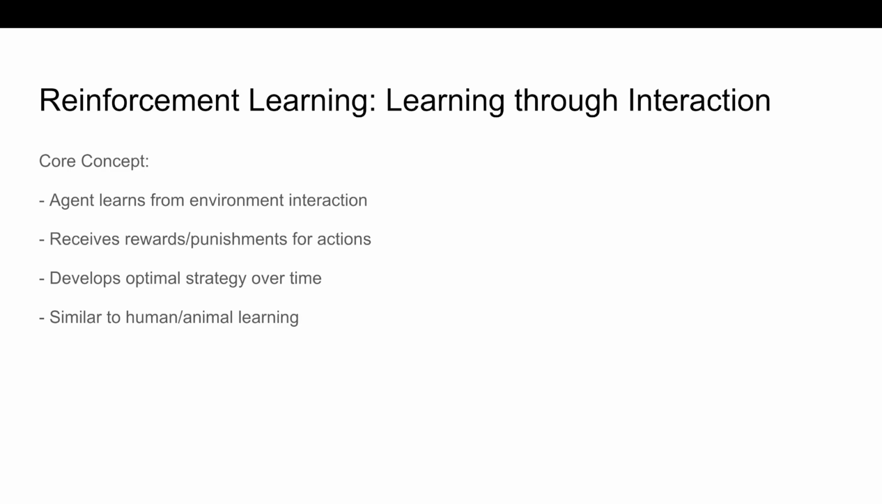Reinforcement learning is like training a pet dog. When the dog performs a desired action, like sitting on command, you reward it with a treat. When it misbehaves, you withhold the treat or scold it. Over time, the dog learns to associate certain actions with positive or negative outcomes and adjusts its behavior accordingly.